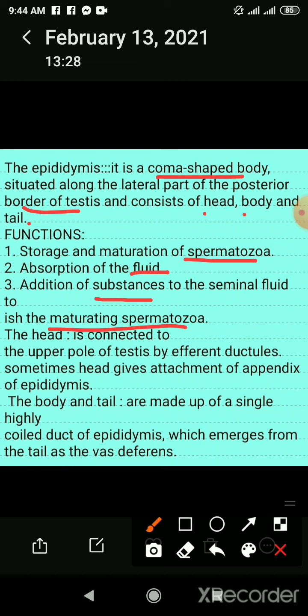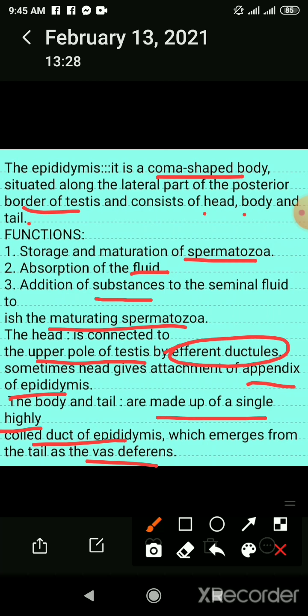Now the head, we already saw that the head is connected to the upper pole of the testis and it is attached to the upper pole of the testis by efferent ductules. And sometimes the head of the epididymis contains a body which is known as appendix of the epididymis. And the body and tail, they are made up of a single highly coiled duct of the epididymis from which the vas deferens emerges. Let's see.